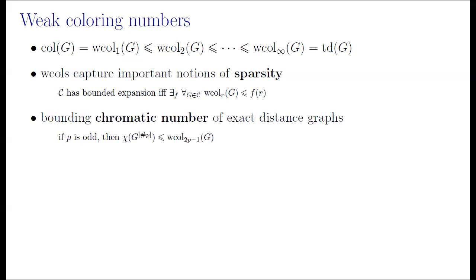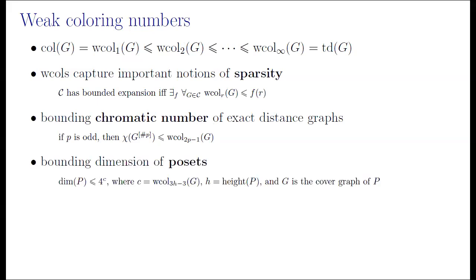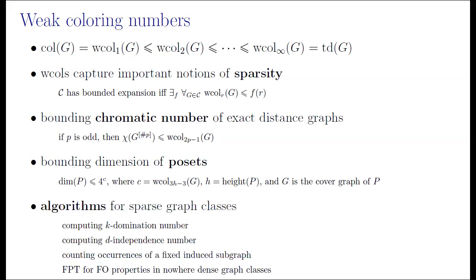Next, there are a few applications where we simply bound some value. For example, here, the chromatic number of an exact distance graph is bounded by some expression, which is just some weak coloring number of some graph. Also in poset dimension, we have a nice application of this. And finally, there are a lot of algorithmic applications.